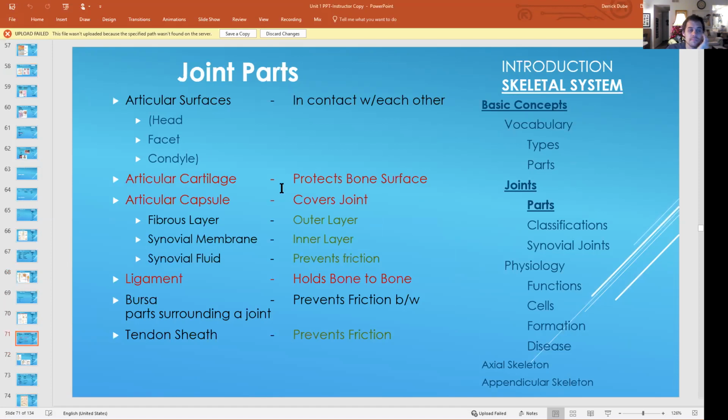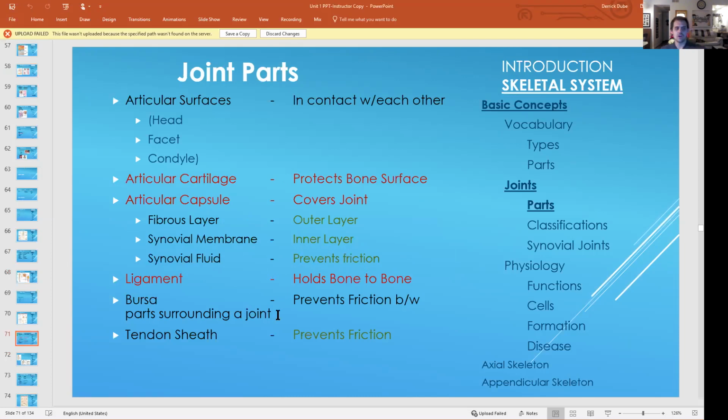All right. So the articular surfaces, this is where the bones come into contact with each other so they can move. You're going to find a layer of cartilage at the end of the bone that's going to protect that bone surface and keep it from having any kind of wear and tear. And this articular capsule is going to cover that joint space to keep in the synovial fluid. You have the fibrous layer on the outside and then the synovial membrane on the inside. It's filled with that fluid that is going to help prevent friction in that area, lubricating it like oil.